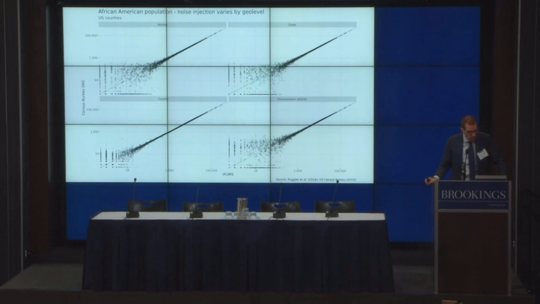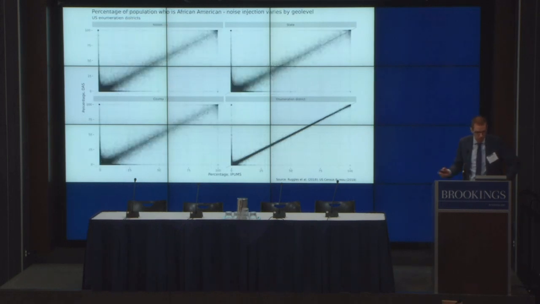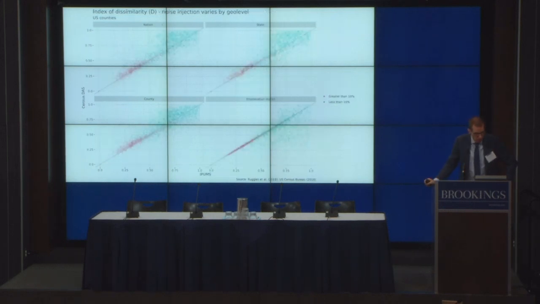This is the African American population at the geo level. This is the county population counts. The pattern's fairly similar. This is at the ED level. You can see when you give the ED level very little noise infusion, the results look pretty good. But in the other geographic levels, you get a lot of variation in the ED proportions.